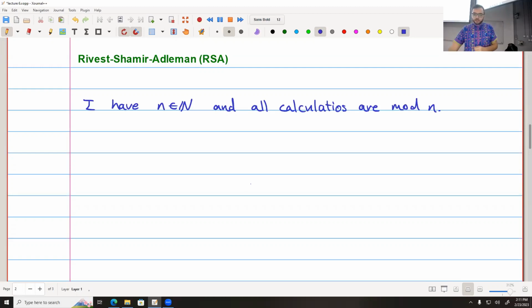Now, since all of my calculations are modulo n, I want to say that my encryption key E and my decryption key D are also numbers between 0 and n minus 1. So I'm going to say that my keys are between 0 and n minus 1. Now, at this point, I'm not really explaining the algorithm. I'm just giving a wish list, what it is that I'd like to have. And then we will come back and actually achieve our wishes.